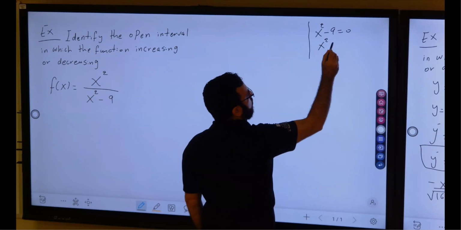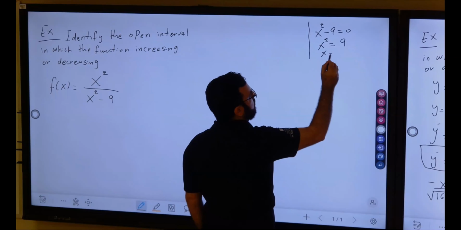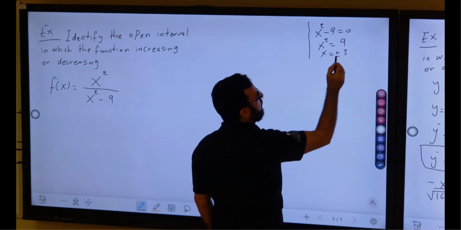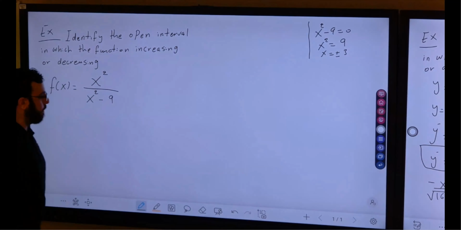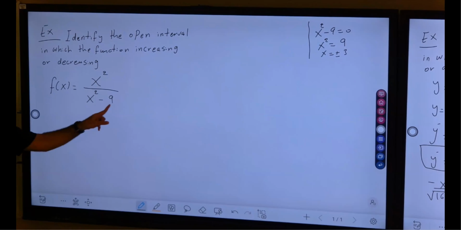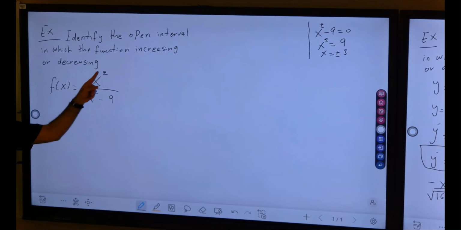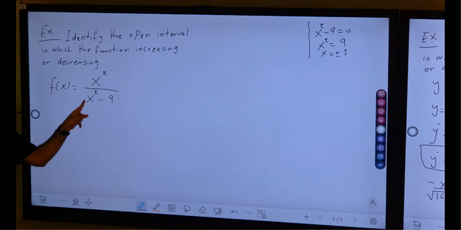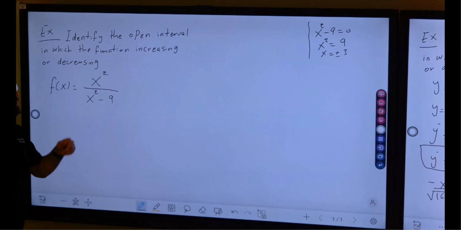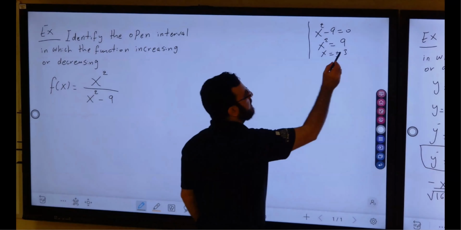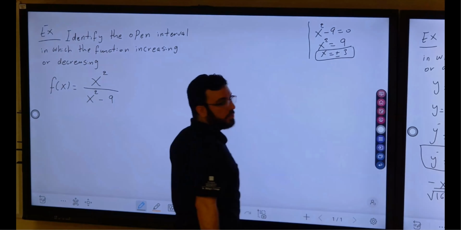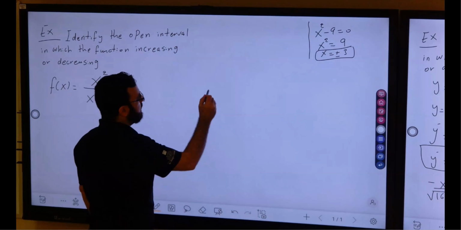x squared equals 9, so x is going to be plus or minus 3. That means if I plug in positive 3, 9 minus 9 is 0, and any number divided by 0 is undefined. Plug in -3, the same thing, because -3 squared is positive 9, minus 9 is 0. That means I can choose all the numbers except these two. So here's the line.